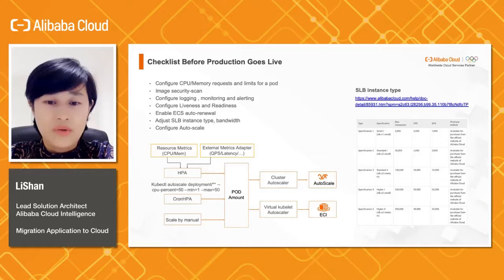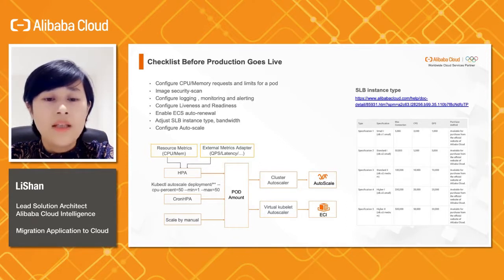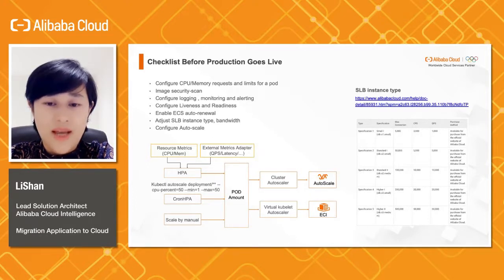Configure logging, monitoring, and alerting. That allows you to know your application's running status, and whether microservices and cluster nodes are running well. Configure liveness and readiness probes. That makes the application accessible only after it is truly running. Enable ECS auto-renewal. That avoids the application becoming inaccessible because the ECS stopped with an expired date.